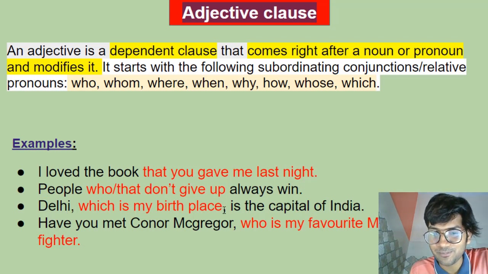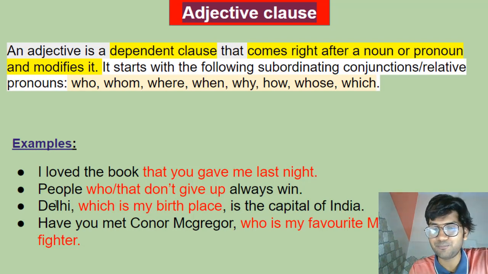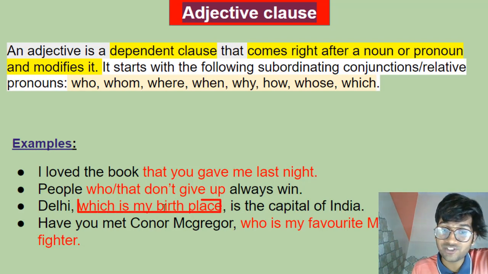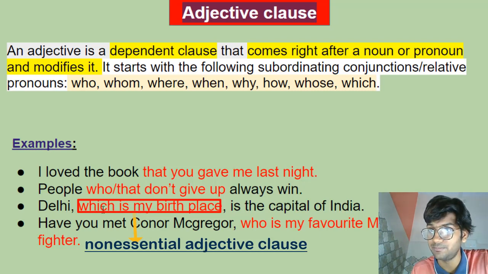Third example. Delhi, which is my birthplace, which is true, is the capital of India. Now guys, Delhi is a proper name, a specific name. So whatever information you give about it is going to be non-essential, not needed, right? So "which is my birthplace" is an adjective clause that's giving extra information about the subject Delhi, modifying it, but with extra information. It's not identifying the subject Delhi. We already know what Delhi is, right? So since it's giving extra information, we have separated it using commas. Can you see that? Yes, you can, right? So you can take it out of the sentence without changing the meaning of the sentence.